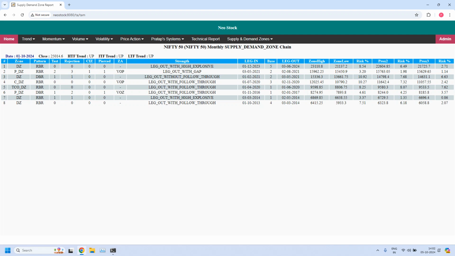Always look into the zone column to find the high liquidity zone, and look into the pierced column to check the pierced zones. If pierced count is not 0, it is a pierced zone. And also look into the trend in the LTF time frame. Whichever the time frame you select, that time frame will be treated as LTF. One time frame higher is ITF, one more time frame higher is HTF. And remaining columns easily you can understand them.